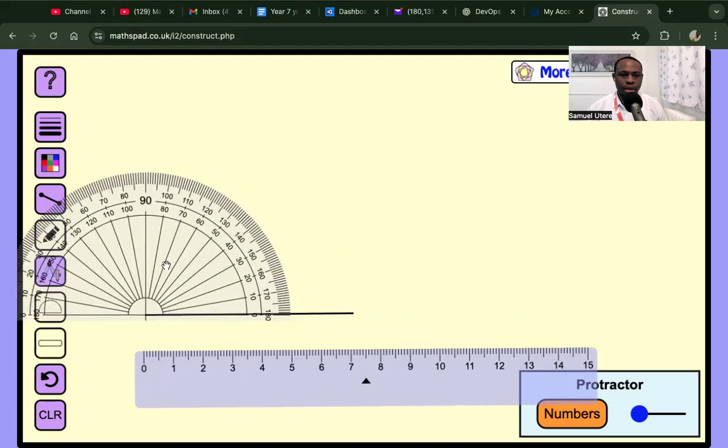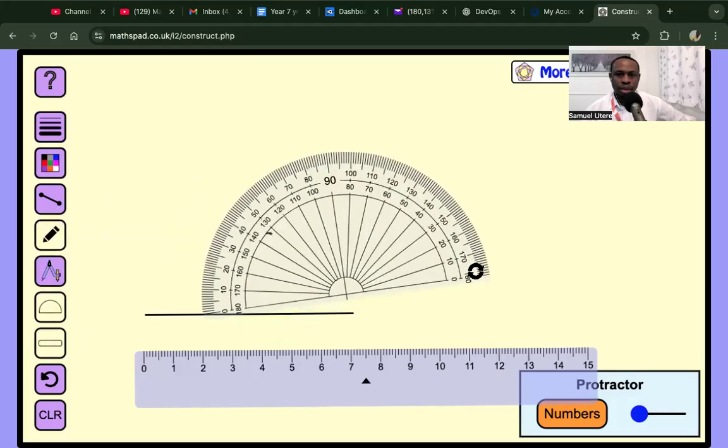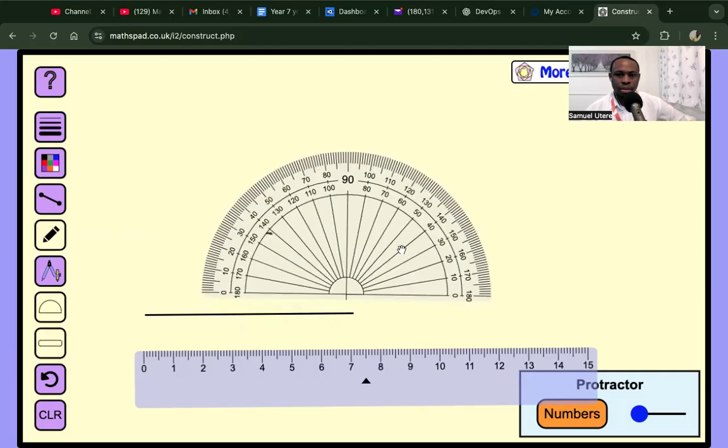It doesn't really matter which side the angles are on, but let's just replicate exactly what the question was. So 35 degrees on this side. So we measure 35 degrees. We're using the inside scale. So 35 degrees is about here. So we mark it. And then let's move that out of the way. Just make sure it's horizontal. We'll use it again.